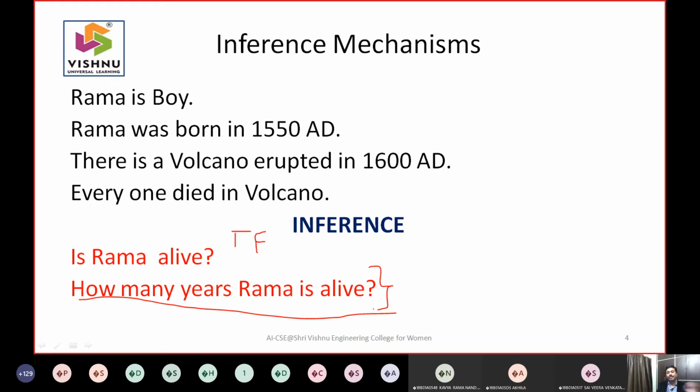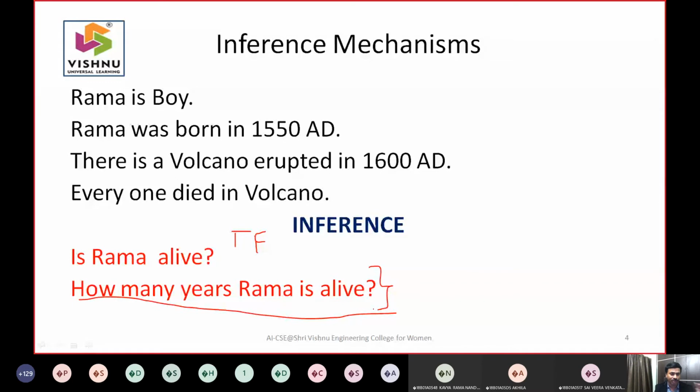Then there is a chance that Rama is alive at that point, or he might be alive till 1600. So how many years is Rama alive? At most he can live 50, at least 45. So between 45 and 50 you can have any value. So you cannot guarantee how many years Rama is alive, so you cannot answer the queries.